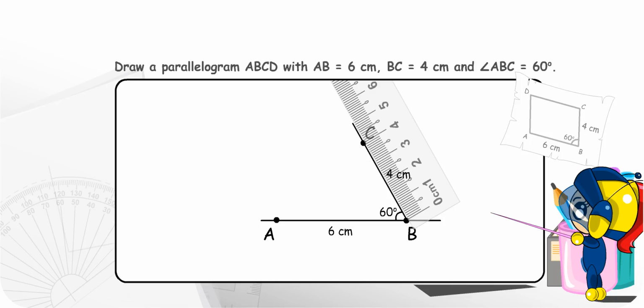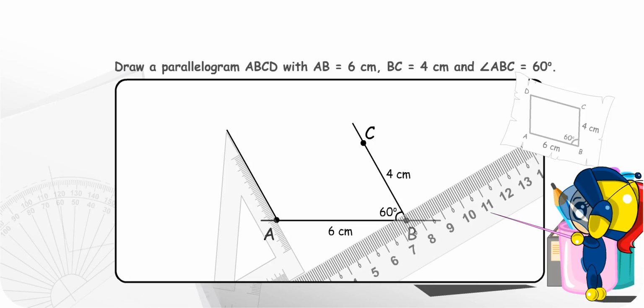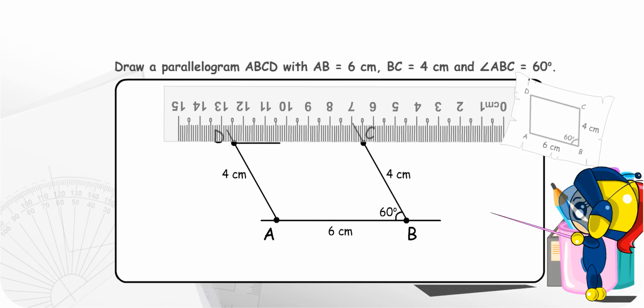Step 4. Draw a line through A parallel to BC using a ruler and a set square. Step 5. Measure and mark point D on the line such that DA equals 4 centimeters. Step 6. Join DC.